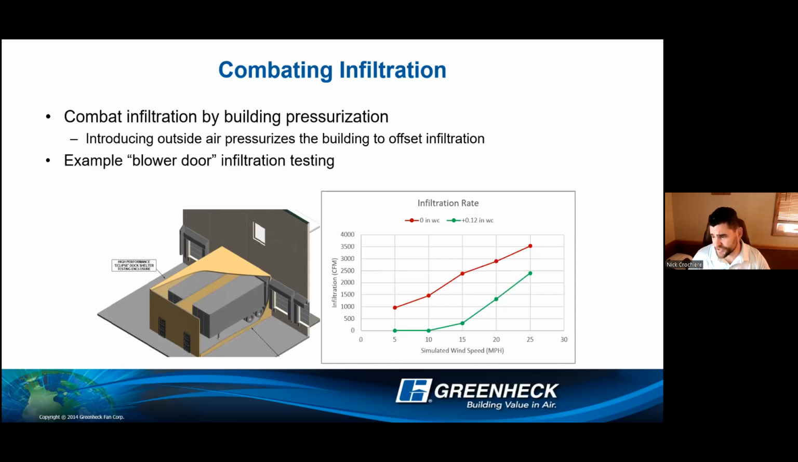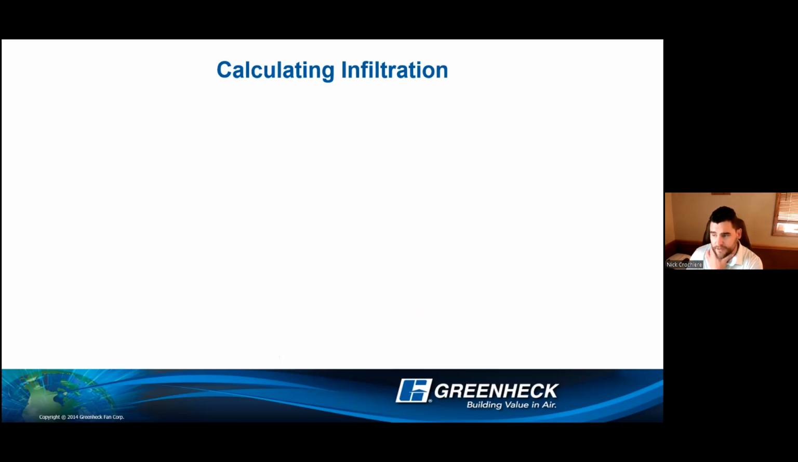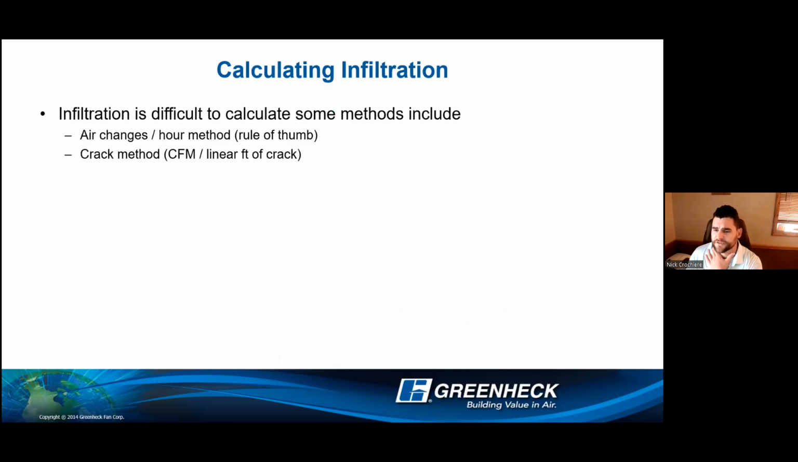You can see that infiltration rate, simulated wind speed. So on the bottom of the graph, it talks about the speed of the wind going up. On the side, it talks about your CFM value, and the two different numbers there is one with a positive 0.12 inches water column, and the red would be a negative. So you can see how actually less CFM is needed there when you have that positive pressure and you're keeping that out.